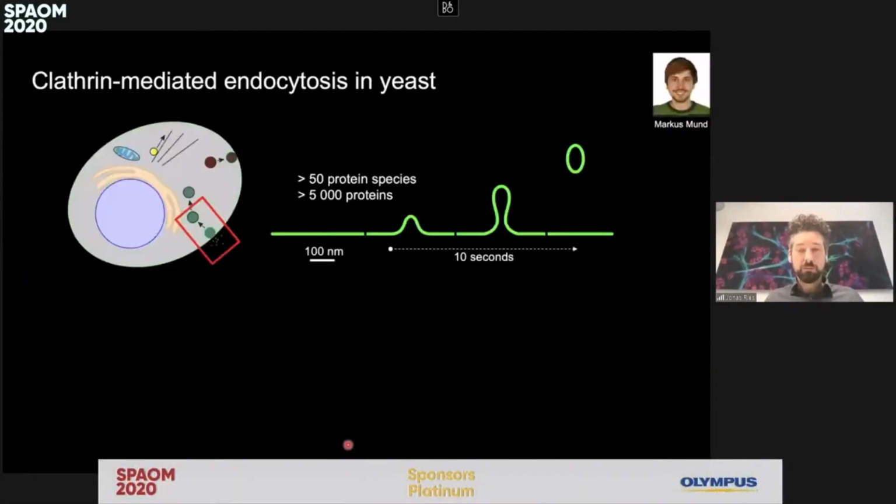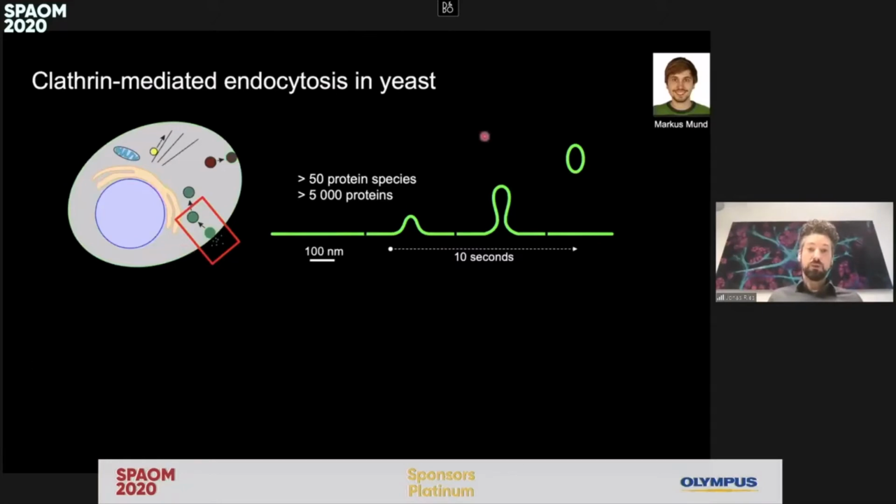So now I want to give you a brief example of what we could do with this automated localization microscopy. Here we were interested in a very important cellular process, which is called clustering-mediated endocytosis. And we investigated this in budding yeast as a model system. So endocytosis is the process by which cells take up molecules from the surface and the environment. It's kind of how cells eat.